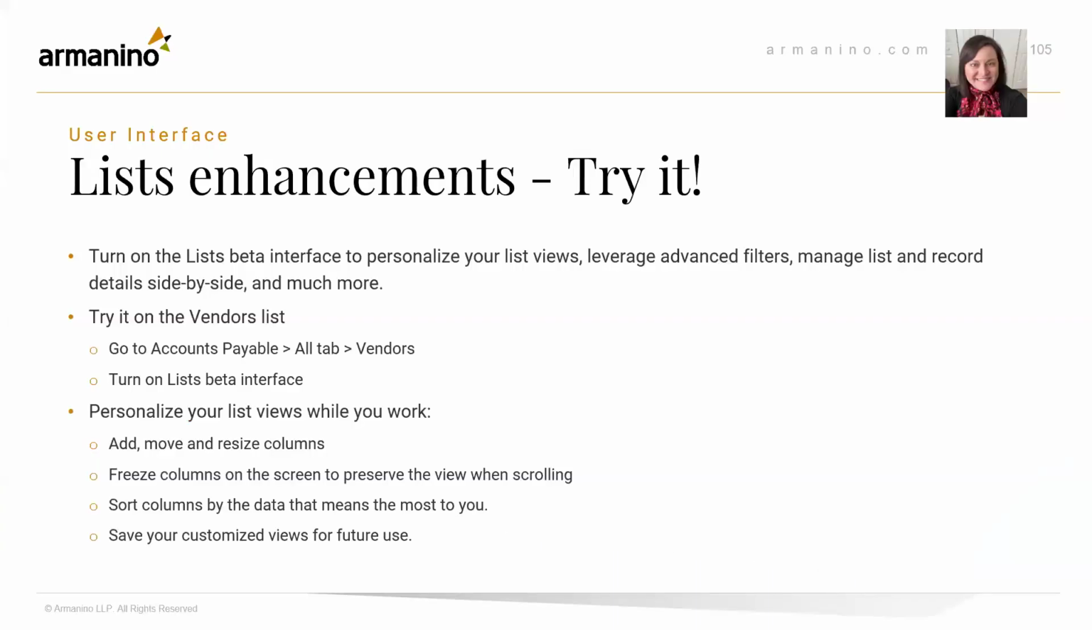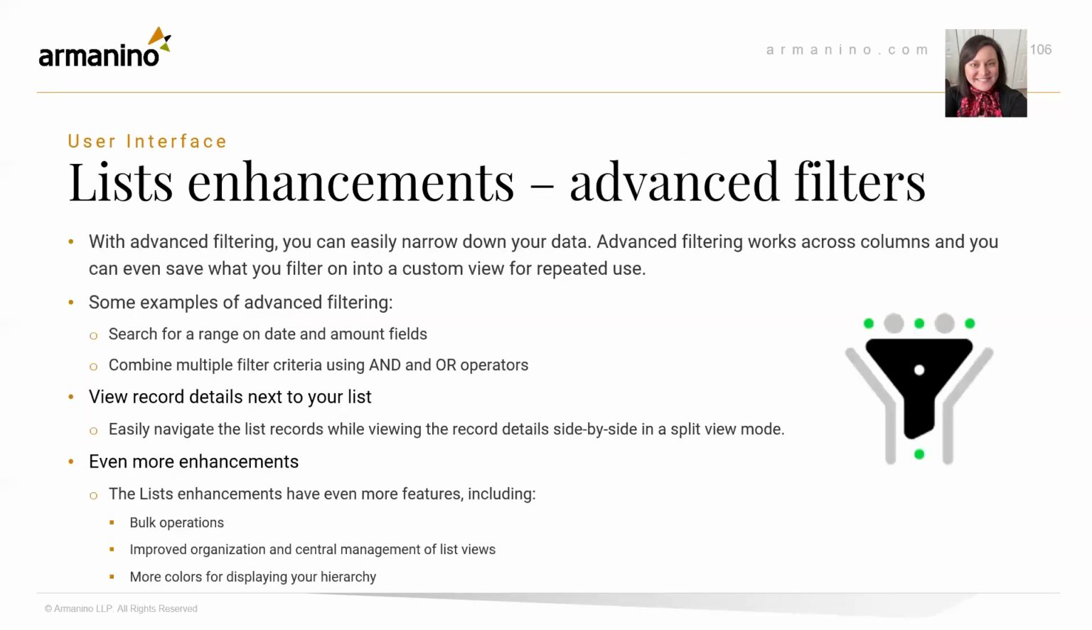List enhancements. So definitely, once again, I encourage you to try the lister beta interface. If you want to try it on the vendors list, go to AP, all tab, vendors, and turn that on. It allows you to add, move, and resize columns, and freeze columns on the screen to preserve the view when scrolling. You can sort the columns by the data that's meaningful to you. You can save your customized views for future use.